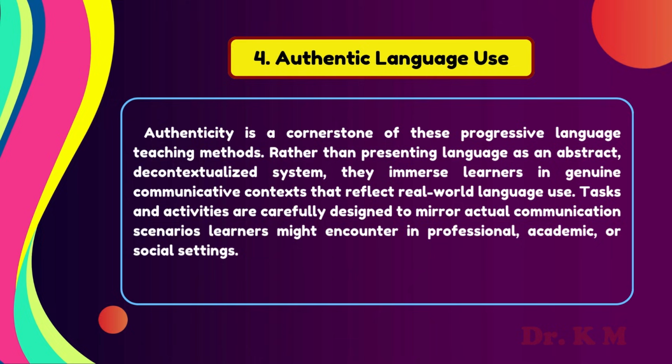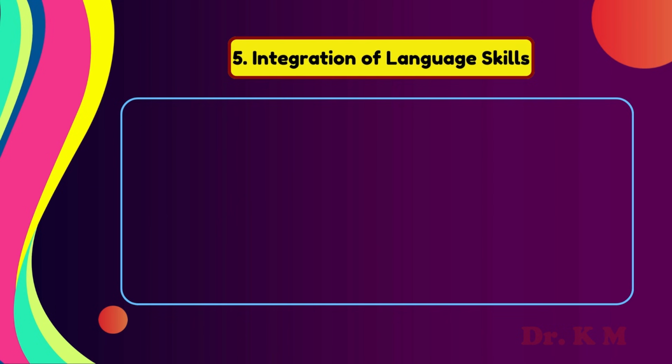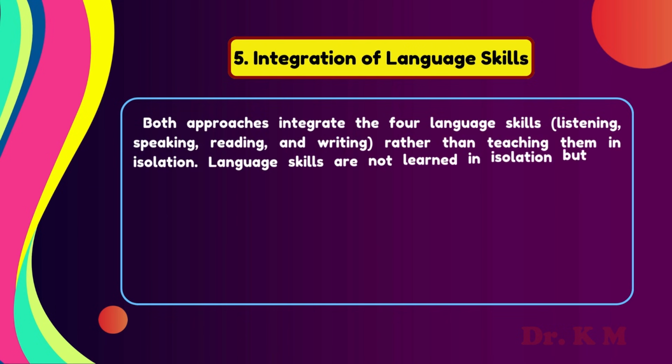4. Authentic language use. Authenticity is a cornerstone of these progressive language teaching methods. Rather than presenting language as an abstract, decontextualized system, they immerse learners in genuine communicative contexts that reflect real-world language use. Tasks and activities are carefully designed to mirror actual communication scenarios learners might encounter in professional, academic, or social settings.